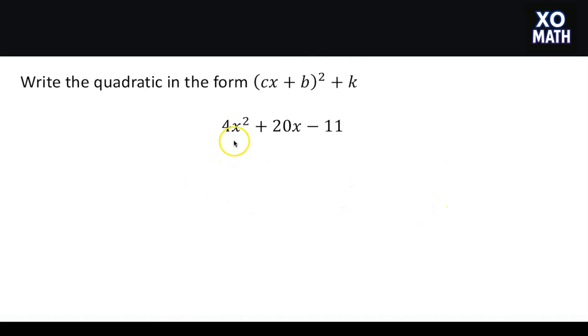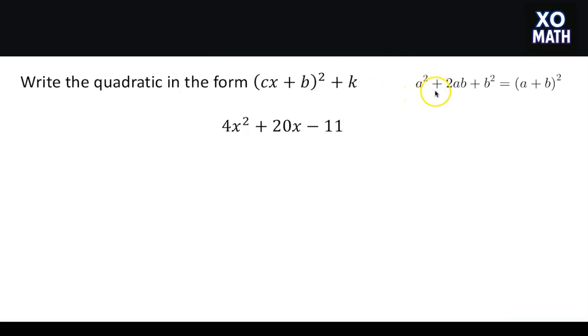Here we have the quadratic 4x squared plus 20x minus 11, and we want to rewrite this as the quantity cx plus b all squared plus k. Let's take a moment to remember the formula for a perfect square trinomial.